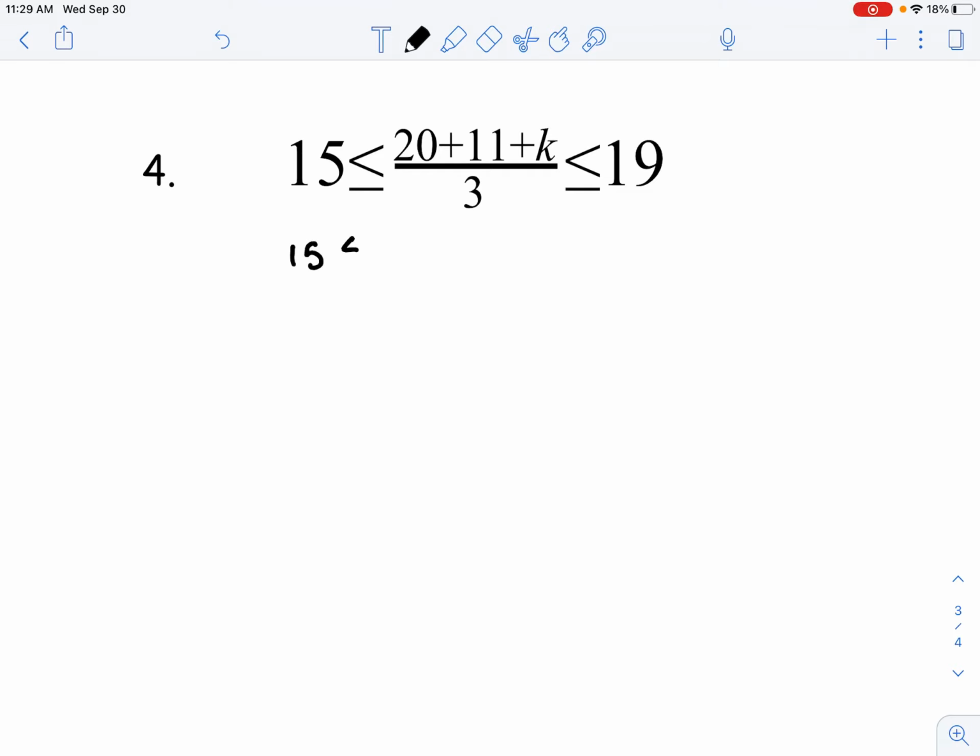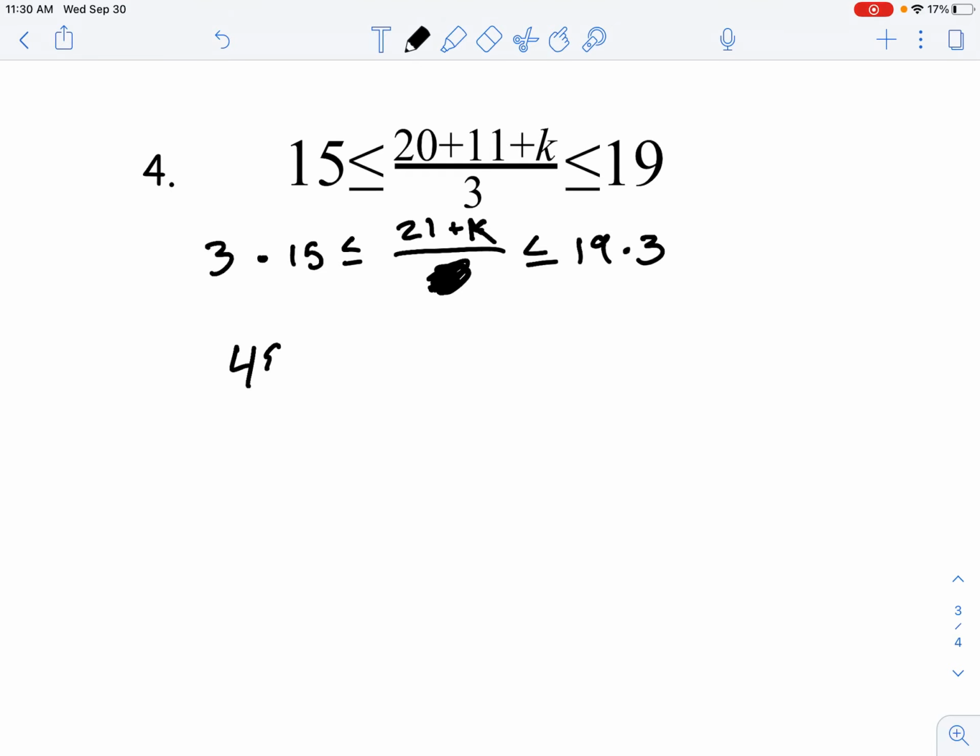So 15 is less than or equal to 21 plus k, divided by 3, is less than or equal to 19. Now, I can multiply both sides by 3 since I have my hidden parentheses up top. So if I multiply both sides by 3, this will be multiplied by a 3, this will be multiplied by a 3, the middle will also be multiplied by a 3, but I'm just going to cross it out because they cancel out anyway.